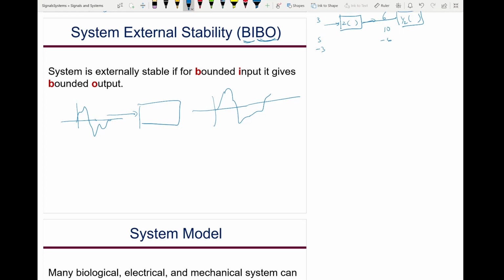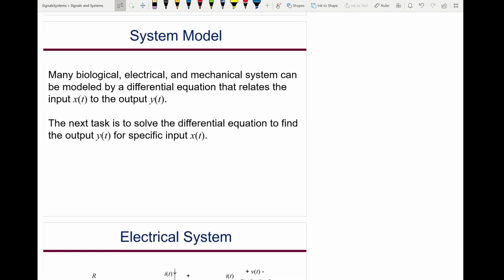Okay, the next topic is system modeling. And basically that means if I have a system here and it has an input x of t and an output y of t, can I describe the system mathematically such that it will relate the input to the output? So if I have a mathematical equation, something in terms of x of t, I can solve these equations for any kind of input. I can predict or solve it to find the output. And that's what we mean by system modeling. Just find a differential equation or any equation that relates the output to the input.